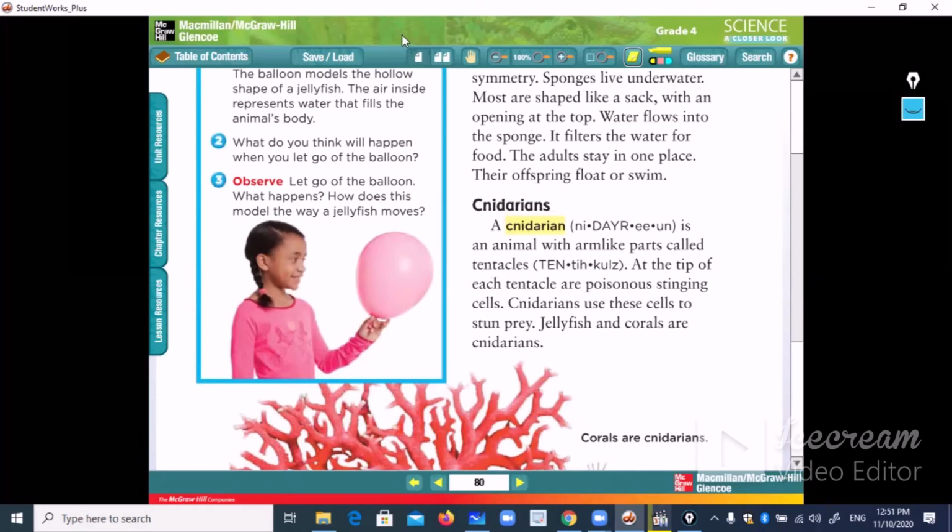Yes, Mahmoud, complete reading. Tentacles are the arms. At the tip of each tentacle are poisonous stinging cells. Okay, thanks a lot, Huda.